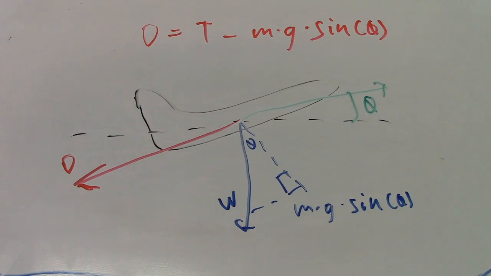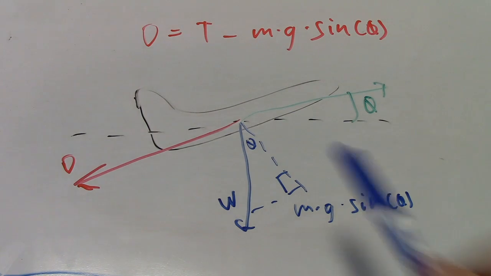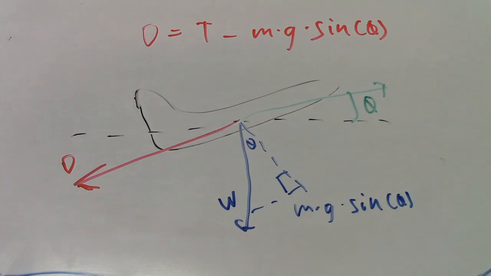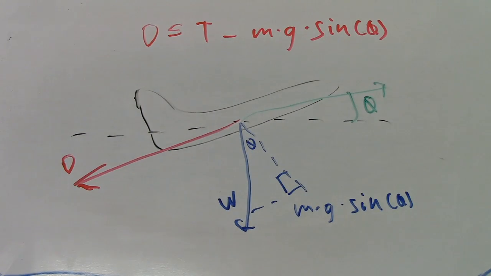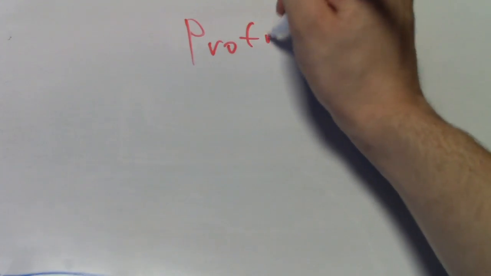However, for example, when the airplane is taking off, the thrust will have to be greater than the drag. So in reality, the drag is less than or equal to the thrust minus the weight of the airplane times the sine of theta. Drag can be split into two main parts: profile drag and induced drag. I'm going to start with profile drag. Now, profile drag can be further split into two more parts.